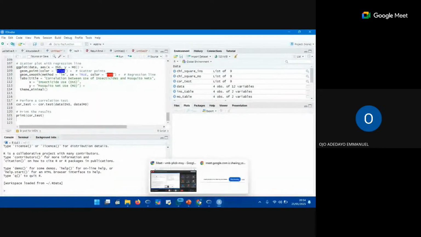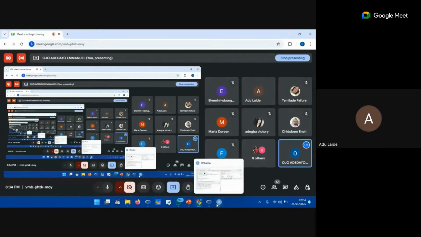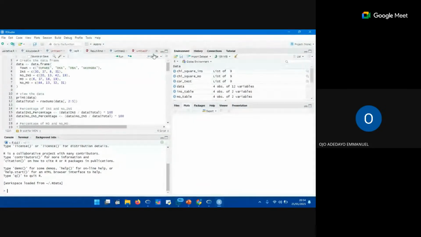So can you see my screen? Yes, we can. Okay. These are the works that I've done in the past. Let me remove this so that we can start.